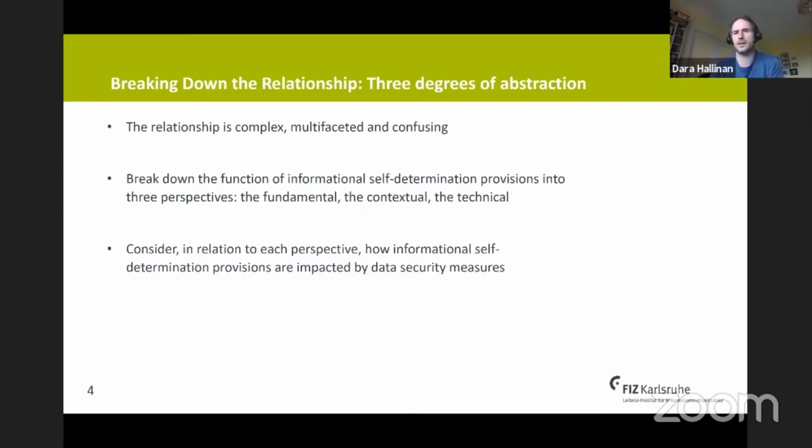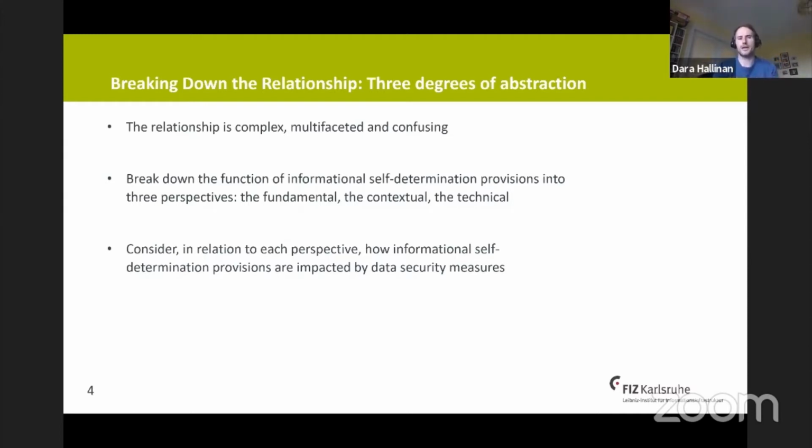The first perspective is the fundamental perspective. What is it that these provisions are essentially trying to do? The second perspective is the contextual perspective. What other kinds of legal and social prerequisites do these provisions exist alongside, and how do these other prerequisites or other legal obligations restrain the function of informational self-determination provisions? And finally, the third layer is the technical layer. What conditions do informational self-determination provisions place on securing legitimate informational self-determination?